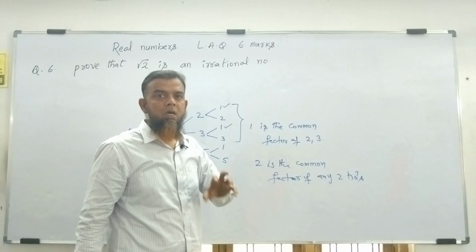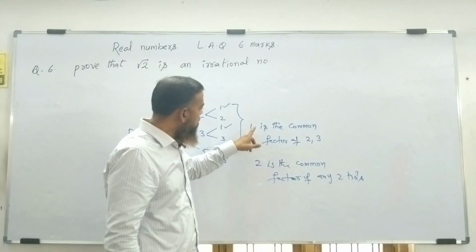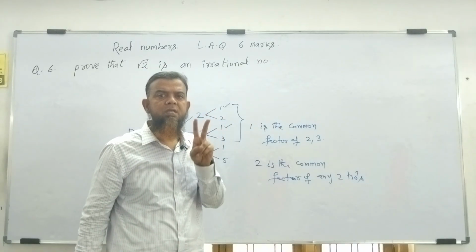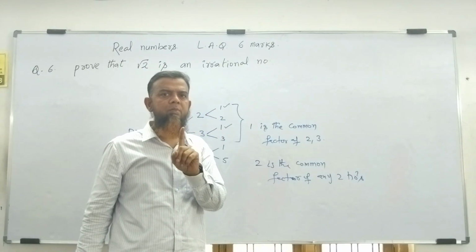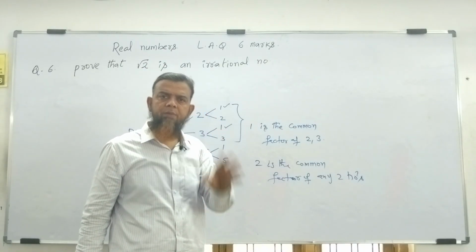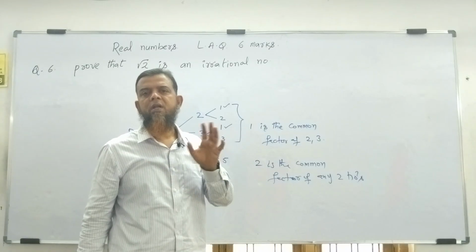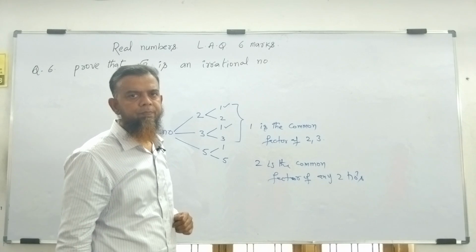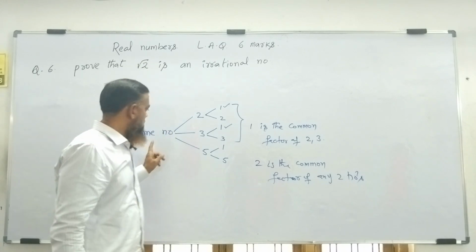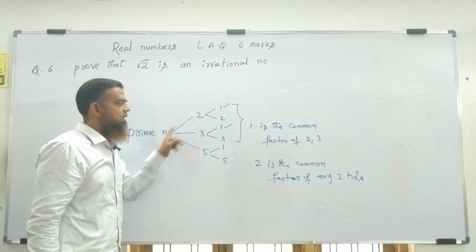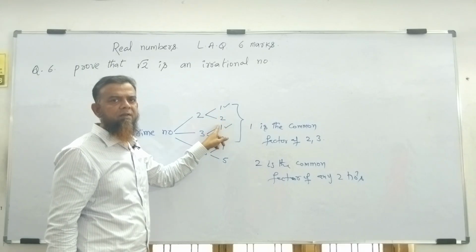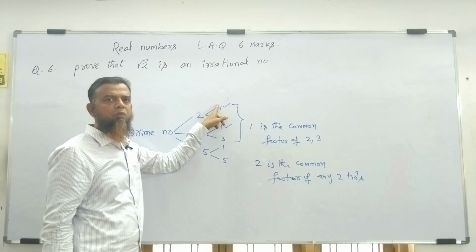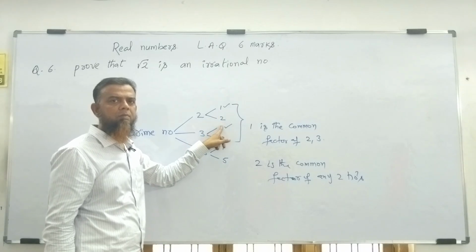Why? Because already we know that only one is the common factor for two prime numbers. For two prime numbers there is only one common factor. If any common factor other than 1 is formed, then those numbers are not prime numbers. This is the first concept. Okay? What is a prime number? Any number having two factors, one and itself, is called a prime number.